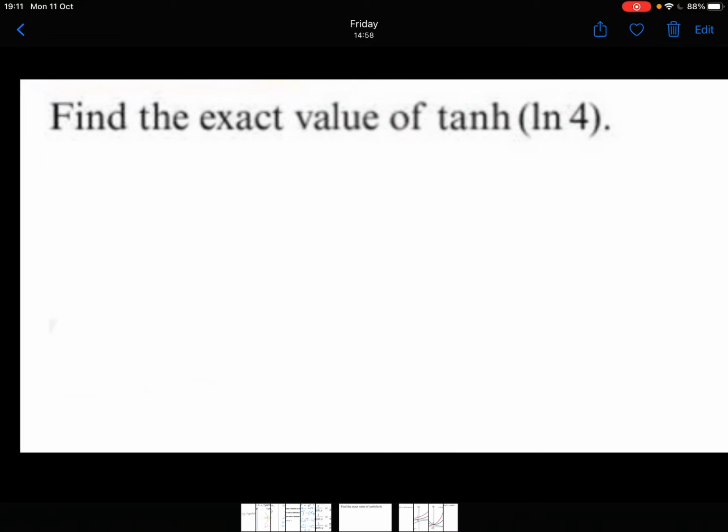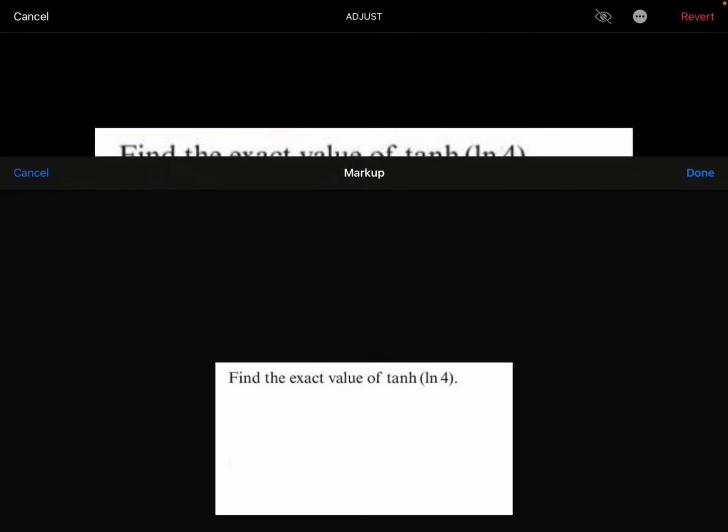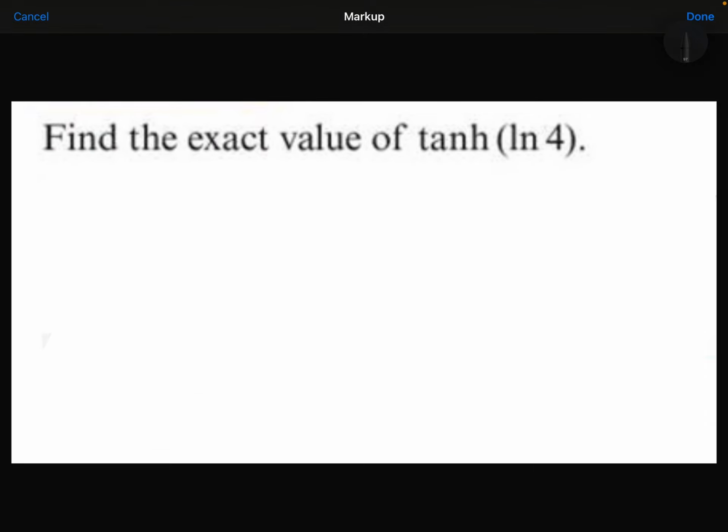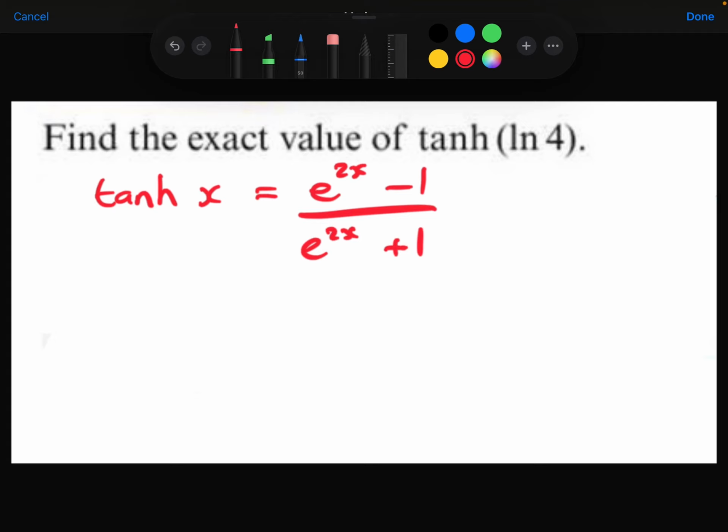Let's look at these functions in a little bit more detail now. So first of all, let's look at an example of substituting into a hyperbolic function. So here I want to substitute ln4 into tanh. Remember that tanh x can be thought of as e to the 2x minus 1 over e to the 2x plus 1. And I'm substituting ln4 in instead of the x.